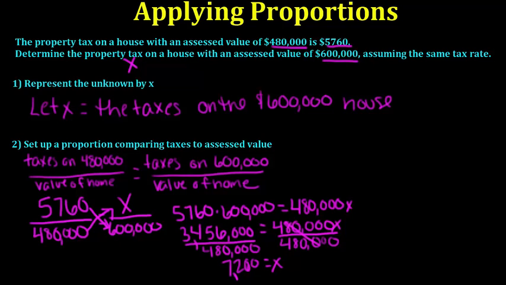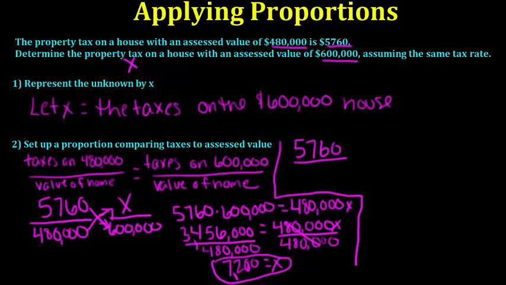To do that, we plug in the value that we found for x back into the original equation. So we'll do that right here. 5,760 over 480,000 is equal to the value of x, which we found to be 7,200 over 600,000. Now we can cross multiply.